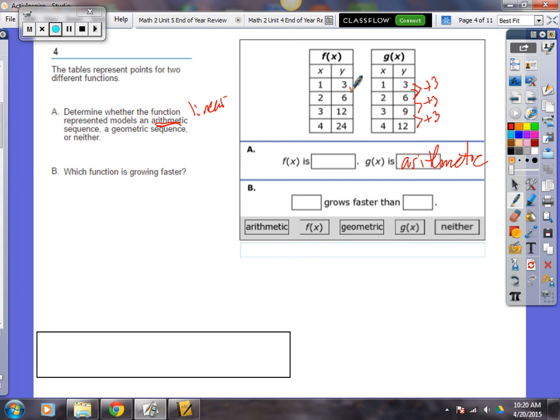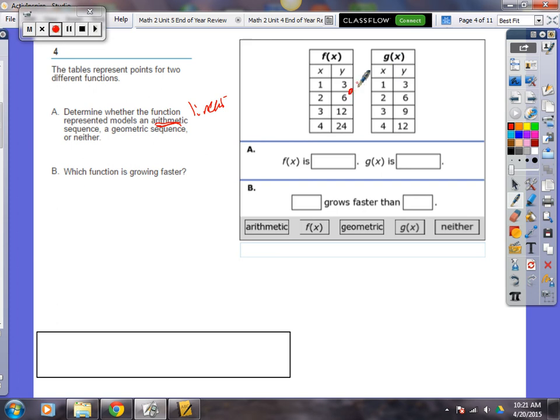Okay, now this one, 3 to 6 went up 3, 6 to 12 went up 6, 12 to 24 went up 12. I gotta erase some stuff, and if I keep doing this over and over, it's gonna be the same. That's gonna be plus 3, plus 6, plus 12. So that means if it's just repeating over and over, it's not growing by addition. It's actually growing by multiplication.